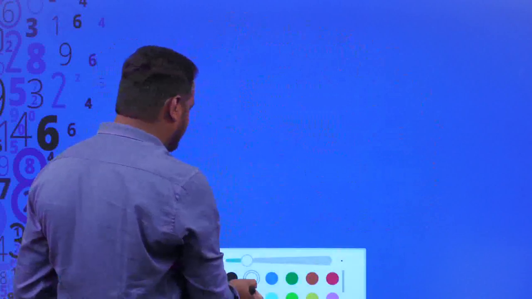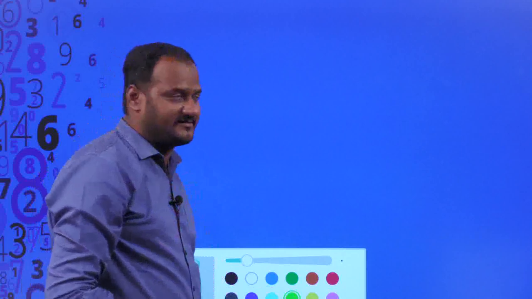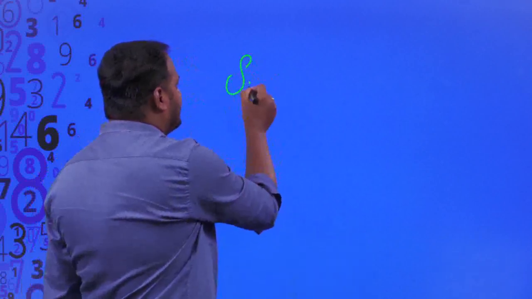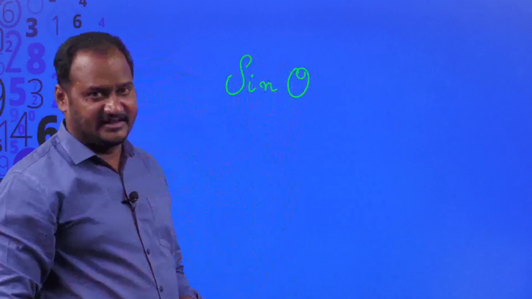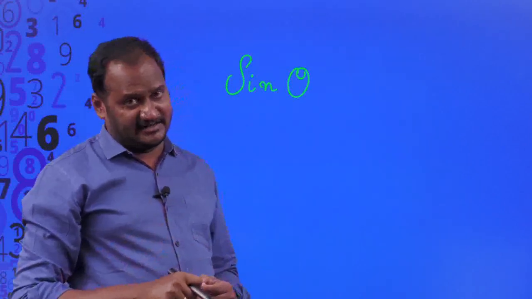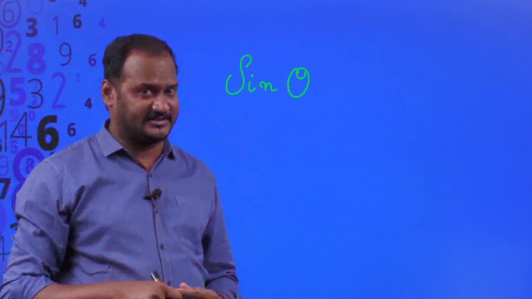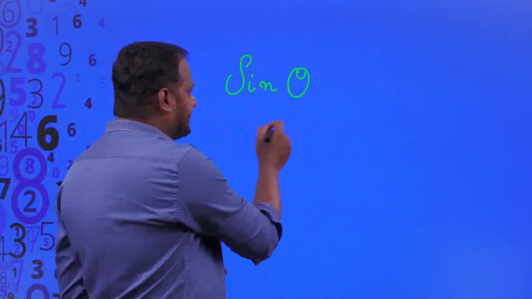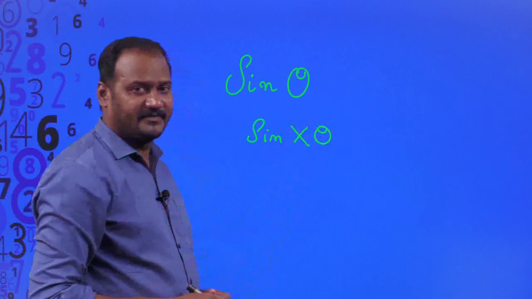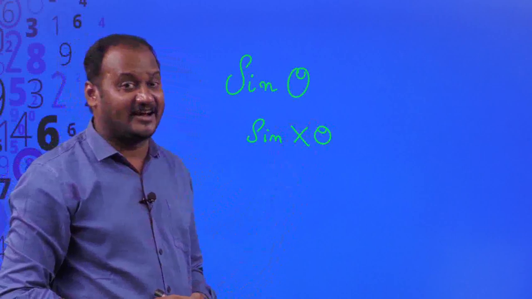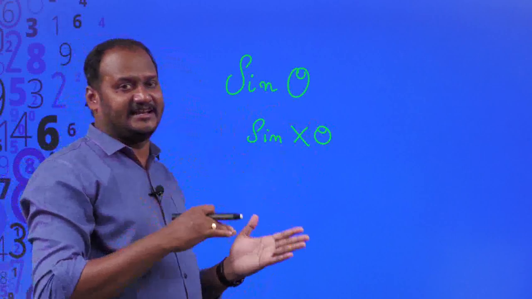And beforehand, we just need to understand one thing: what exactly is the meaning of sine theta? We already discussed. If theta is an acute angle, then sine theta is the ratio between side opposite to theta and hypotenuse. Can I write this sine theta as sine multiplied by theta? Absolutely not, it is not possible, and we cannot think of sine theta as sine into theta.